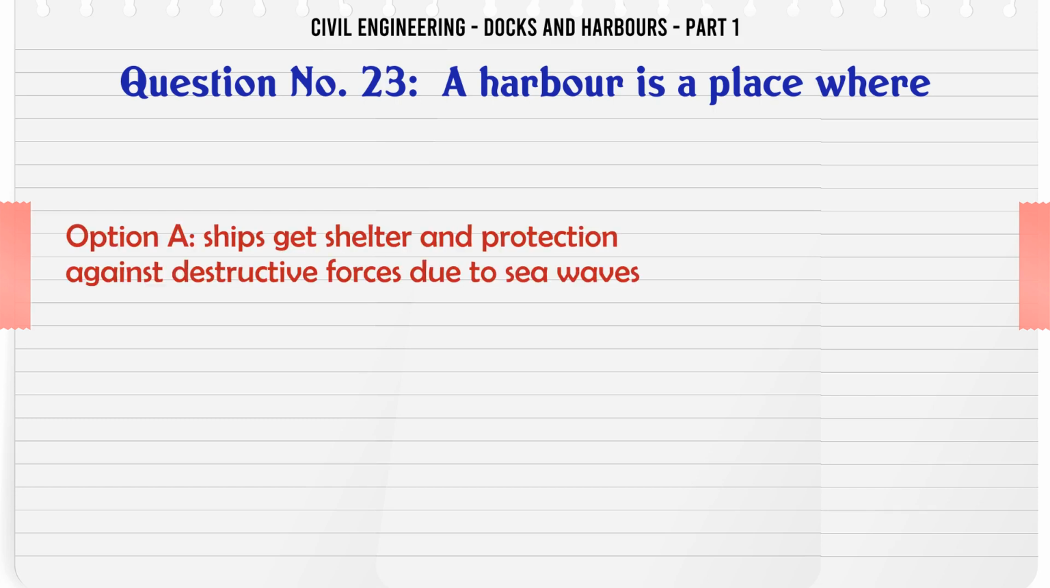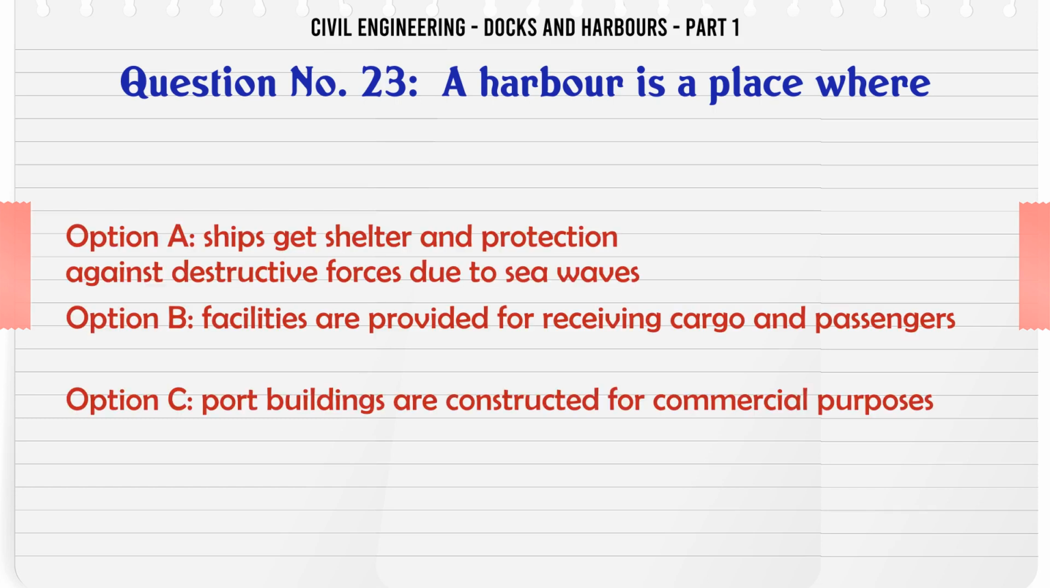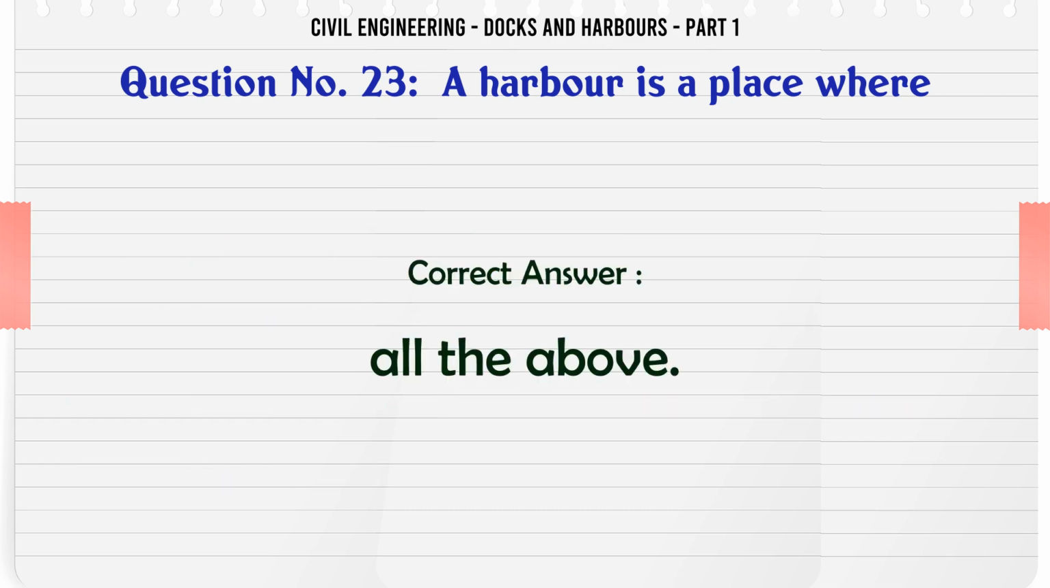A harbor is a place where: A. ships get shelter and protection against destructive forces due to sea waves, B. facilities are provided for receiving cargo and passengers, C. port buildings are constructed for commercial purposes, D. all the above. The correct answer is all the above.